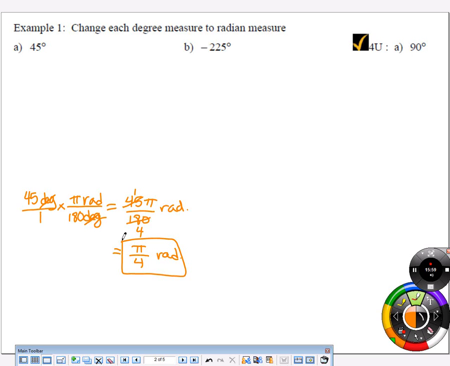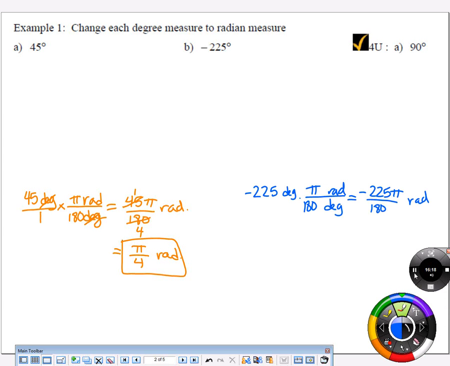We already did 90, so we're not going to do that one. But why don't you guys go ahead and do the negative 225 and see what you get. Okay? And you should still get a negative answer because you're going to have negative 225 here. That's going to be the only difference. Okay? So go through, can you convert negative 225 to radians and make sure it's in its most reduced form. So do that quickly just to check.